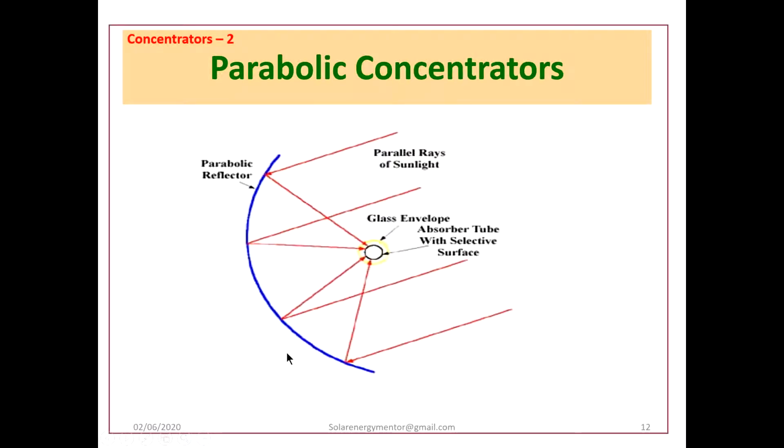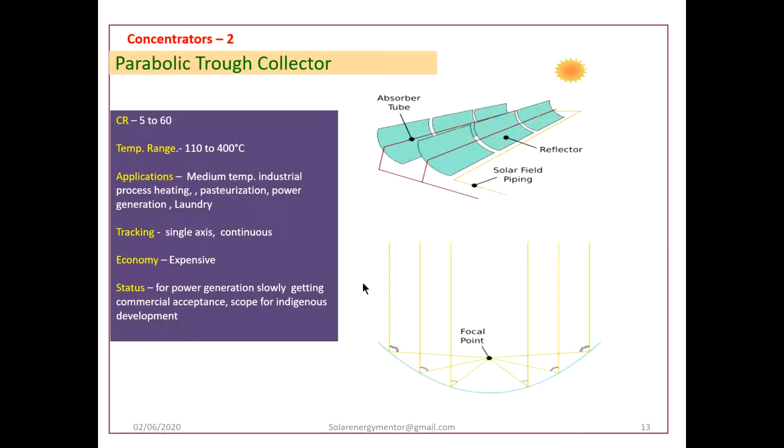Now if this parabolic profile is revolved about its focus in two axes, then we get a parabolic dish. If we extend this parabolic profile along the length, we will get a parabolic trough collector. We will first discuss the parabolic trough collector. This is a parabolic profile, solar radiation is incident parallelly and normally on it, and it is extended along the length of the collector. So this is the parabolic trough collector.